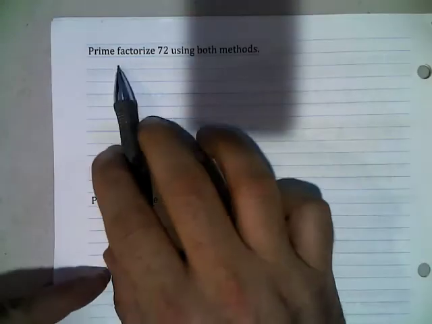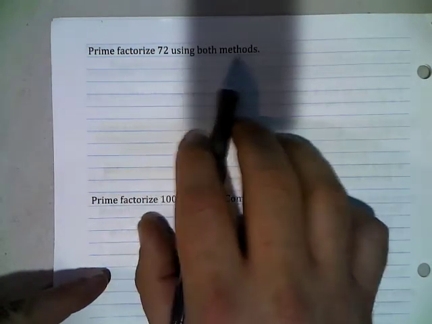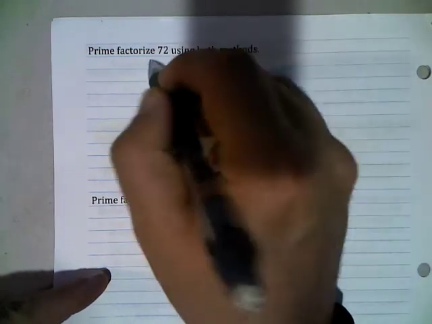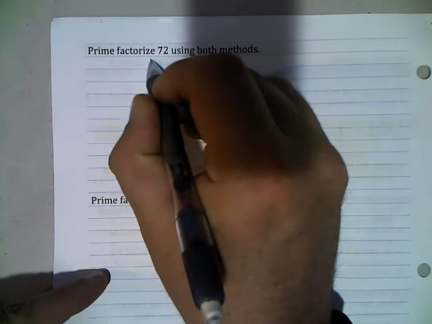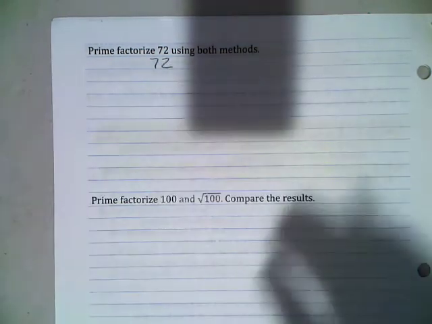So we're going to practice this right now on the back. We're going to prime factorize 72 using both of the methods. So we learned the factor tree, so we're going to go over that right now. What does that mean? We got all the words there, but what does it mean? What does it look like?